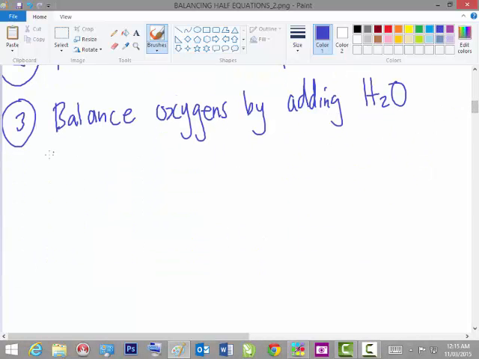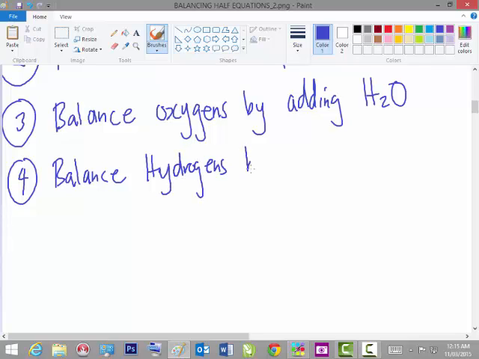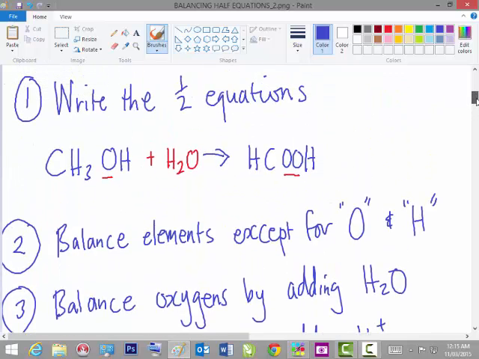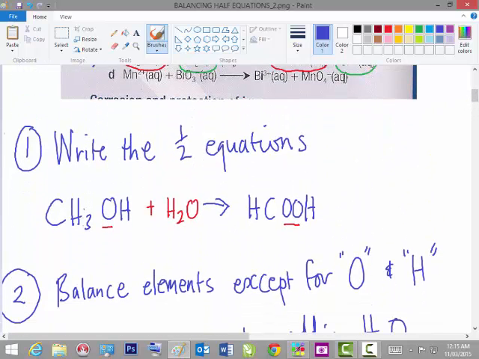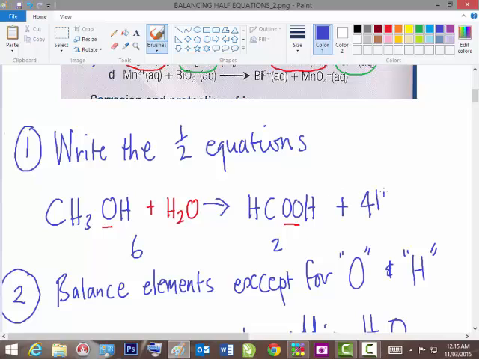Right, now the fourth step is to balance hydrogens by adding H+. So we count the number of hydrogens. You've got 3 here, 3, 4, 5, 6. So 6 on this side and 1, 2 on this side. So we need another 4 hydrogens here.